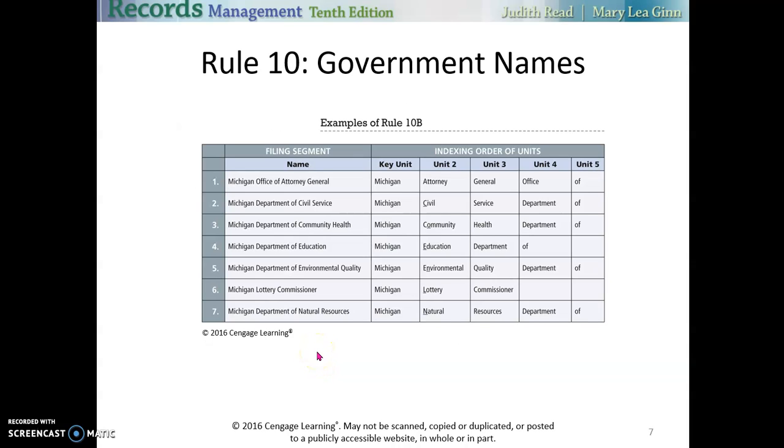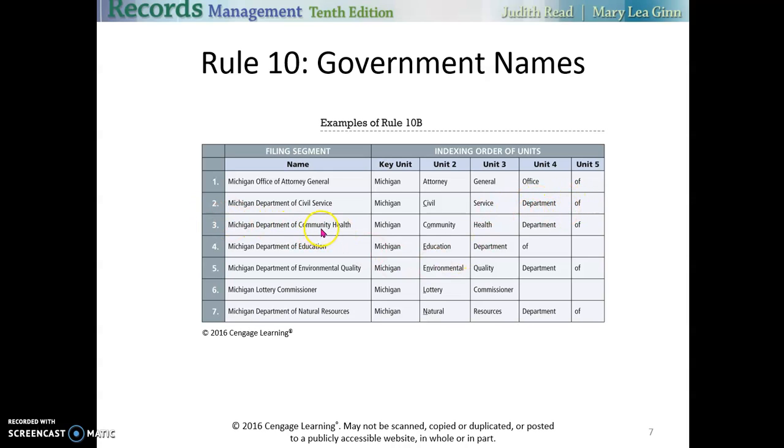So let's look at these. These are all in Michigan. So the key unit for every one of them is going to be Michigan. So then you have to pick out, again, distinctive terms. Office is general. Attorney General would be the most descriptive. So there would be separate units, Attorney General, and then Office of. Michigan Department of Civil Service, again, Michigan key unit. Department is generic. So we need to pull out a descriptive word, civil service. So civil will be unit 2, unit 3 service, and then department of.